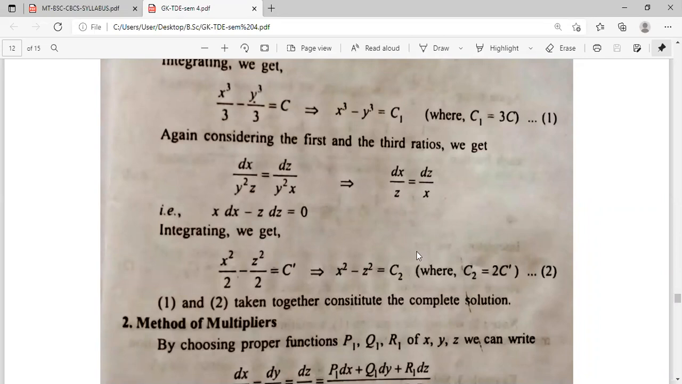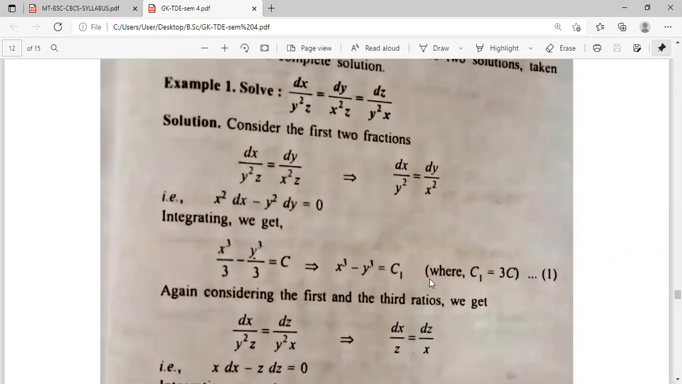That is, u1 of x, y, z equals c1, and u2 of x, y, z is the second one, equal to c2. Now 1 and 2 taken together constitute the complete solution. That is the case. What you are using in both methods is that one term is cancelled in two fractions taken together, by cancelling the term you are writing here.